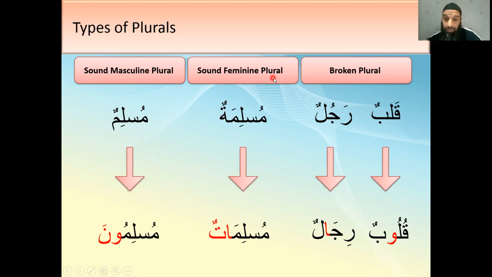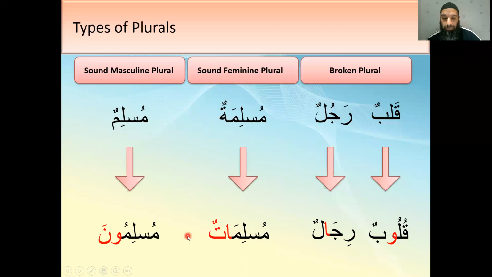The sound feminine plural, look what's happening here. Before, on this one, una is being added to make it into many Muslims. Now for the feminine sound plural, it's like the ta marbuta is opened up and it becomes Muslimatun. The original word, Muslim, is still sound, still whole, it's not been broken. So the plural becomes Muslimatun.